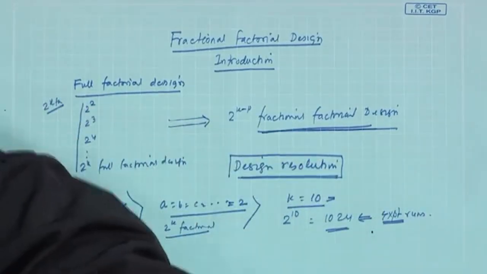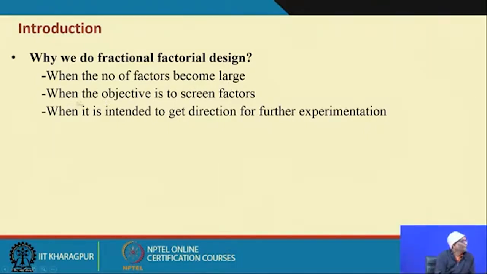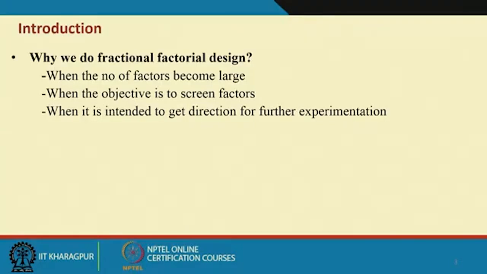When we go for fractional factorial design, these are the situations. When the number of factors becomes large, you cannot conduct a large number of experiments. When the objective is to screen factors, that is, to see which factors have effects and which have no effect, to screen out the trivial factors from further analysis or experimentation. And when it is intended to get direction for further experiments. So, fractional factorial design helps you find out the key factors that are contributing, and at the same time it will tell you in which direction to go for further experimentation, so that you will get better results.